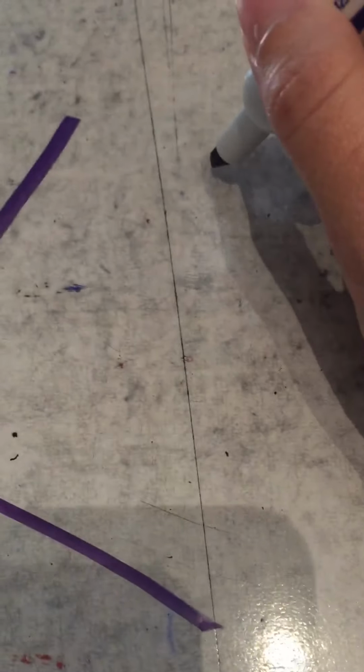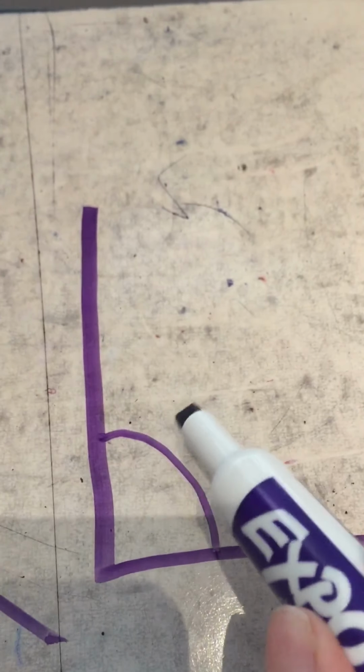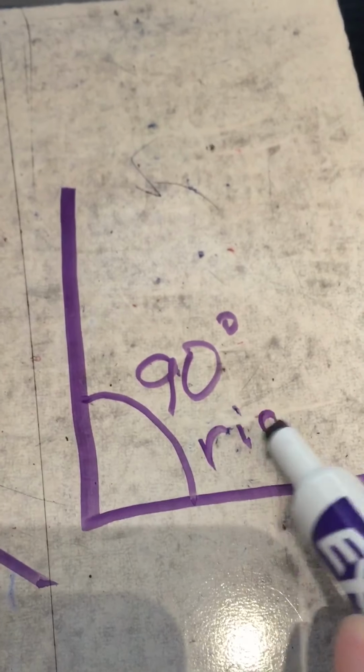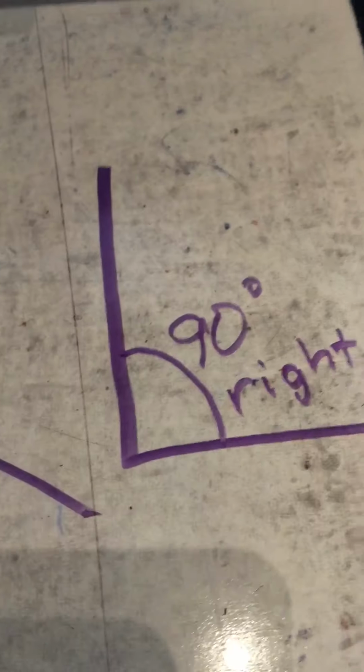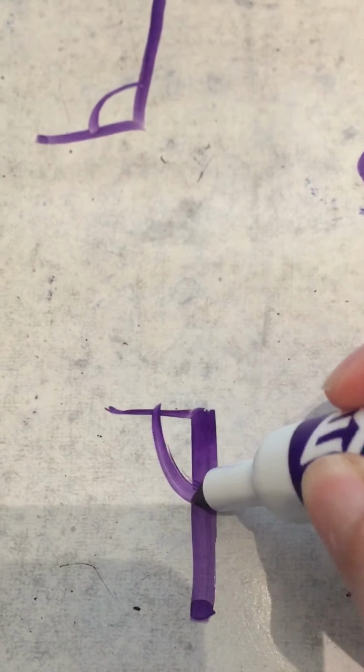If your angle is straight up and down, like an L, this is going to be what's called a 90-degree angle, also known as a right angle. Now, this has nothing to do with if it's facing right or left. Okay? It could be like this. It could be like that. It doesn't matter. It's just if that angle inside is 90 degrees, then it's a right angle.